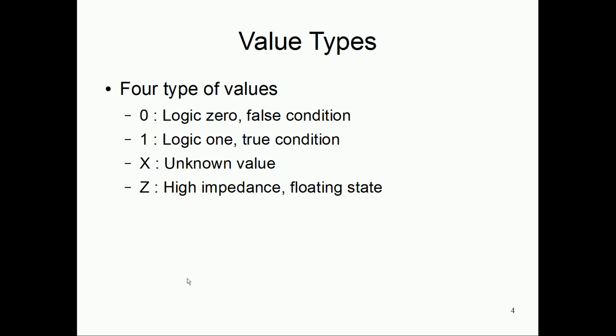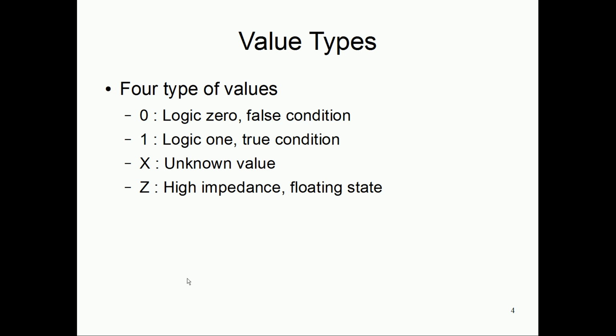Now there are 4 value types in Verilog: 0, 1, X, and Z. These are the four types of logic values we are talking about here. Each of the Verilog signals is ultimately a one-bit logic signal.